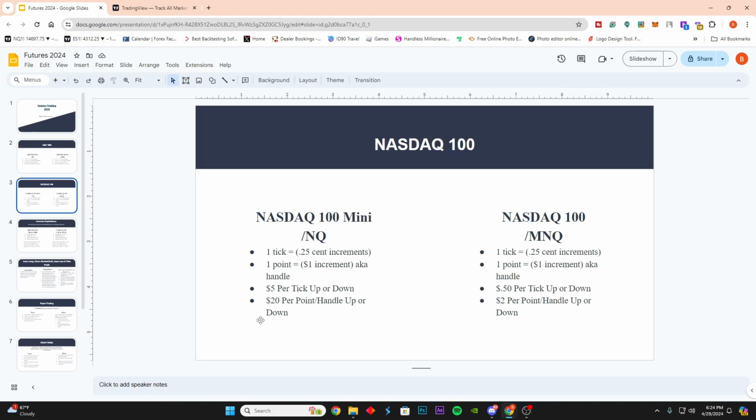Currently the Nasdaq is trading at 17,900. If it were to go up a tick, it'd be at 17,900 and a quarter. If it were to go up another tick, it'd be 17,900 and a half. Same thing with a point, which represents a dollar increment. The difference is that the values for the tick and the point are different.